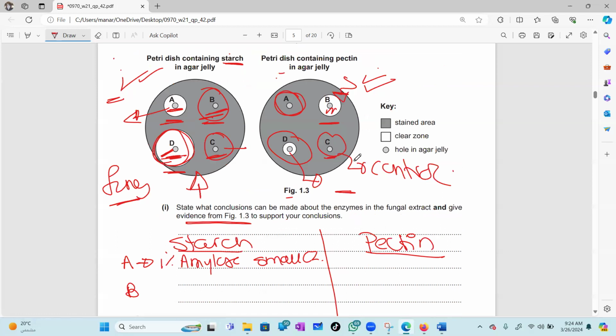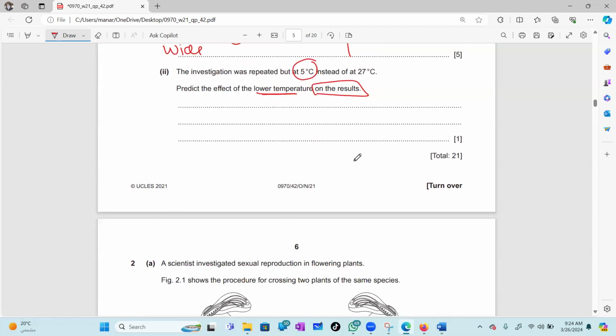Smaller clear zones. Yes. 95% of you told me that the enzymes will slow down. This is correct, and I gave you the grade for that. But when you go and look at the mark scheme, they want results. The results will mean smaller clear zones. If there is any clear zone around any disc, the clear zone will be small.